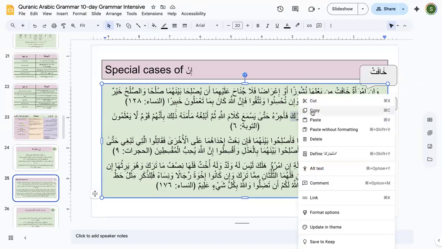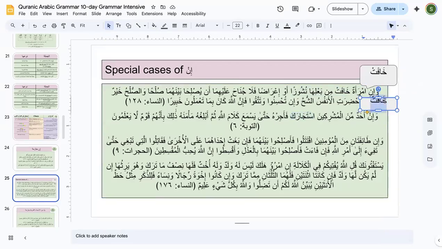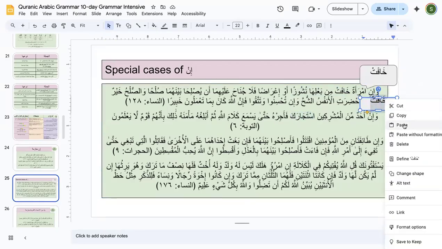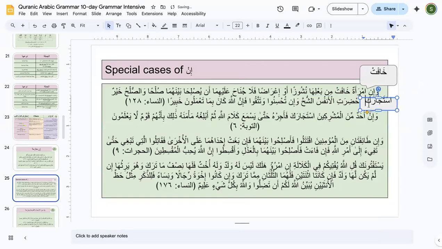The implied fail is going to be this one, istijara. You are going to consider istijara ka ahadun min al mushrikeen, and this ahadun is the outside doer for istijarak. Is this clear to all of you? Jamila, Maliha, are you with me?